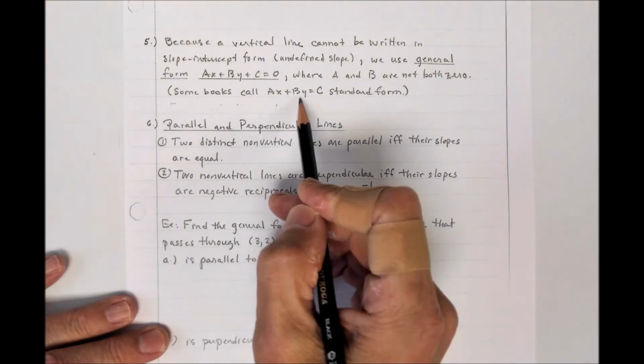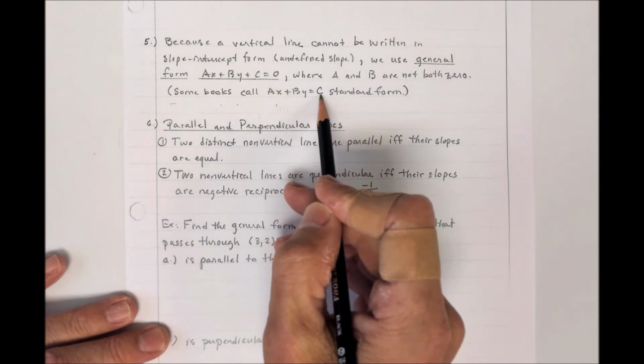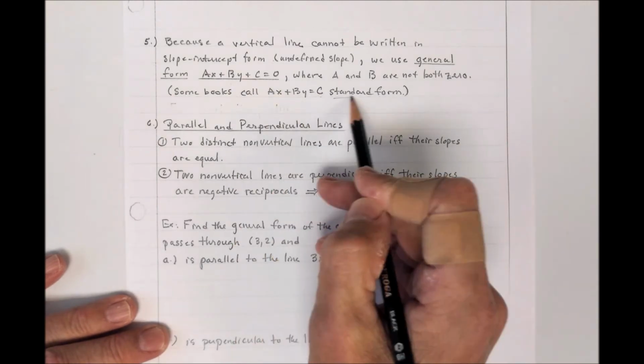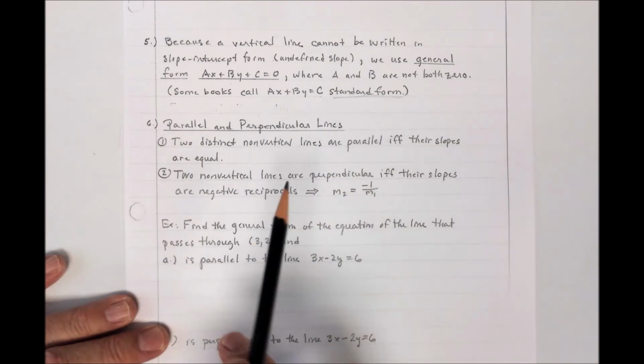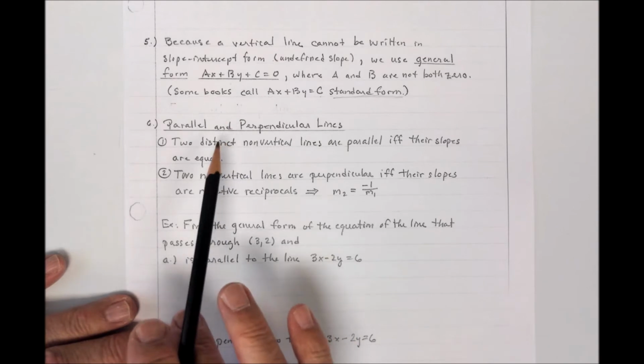Now, some textbooks, including I believe your Algebra 2 book, have a version of this. They don't call it the general form. They have the c on the other side, the constant on the other side. They call it standard form. But the advantage is that any equation of a line, whether it's a vertical line or not, can be written in this form.